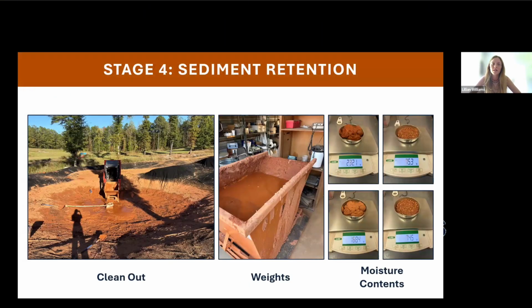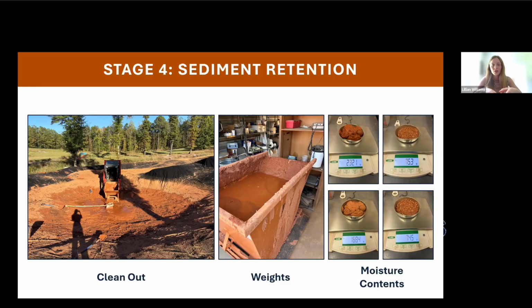So stage 4 was that sediment retention. So we had to determine how we were going to make sure that we were able to compare our sediment capture from installation to installation. So first we would do clean out. After all the tests per installation were run, we would have one clean out, and that's where you can see in the left picture, we would have the skid steer and a hopper attached to the front of it, and we would drive down and shovel all the dirt into the hopper.